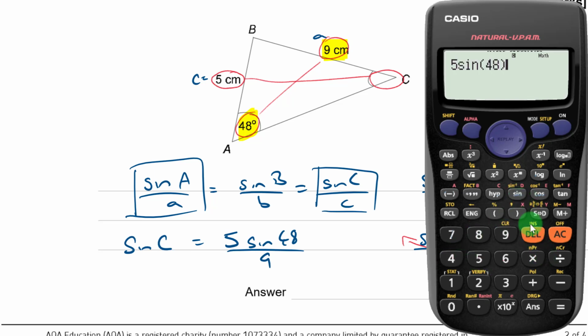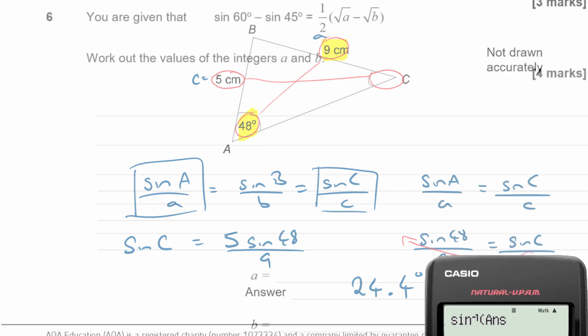now my calculator is giving me that as a value 0.4128, etc. Now remember, that's the value for sine C. So if we want C, we're going to have to use the inverse sine. So we're going to press the shift key and then the sine of my answer. And that gives me the angle, 24.38. I'm going to round that off to 24.4 degrees. So 24.4 degrees.